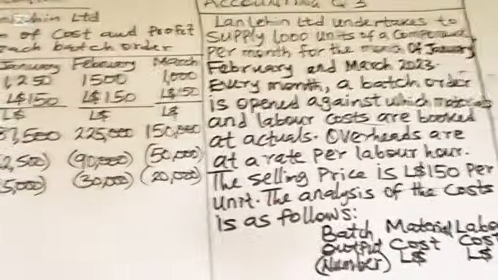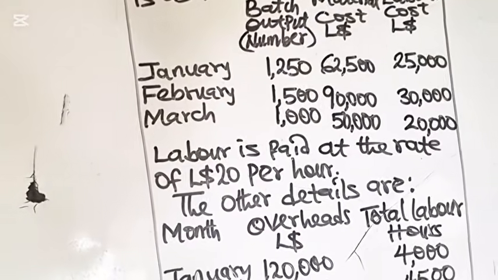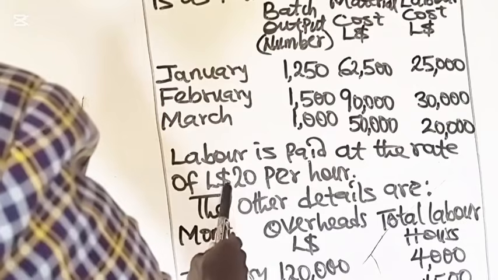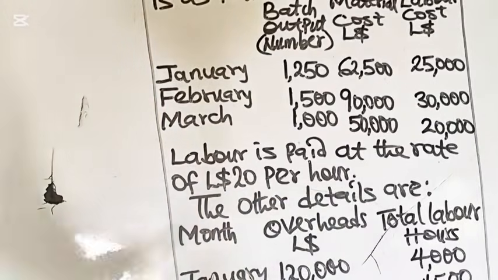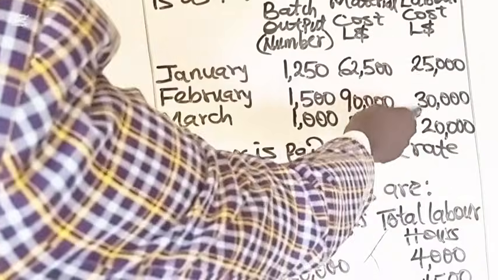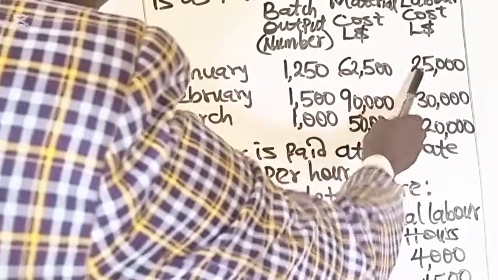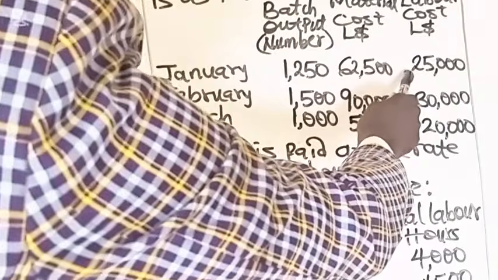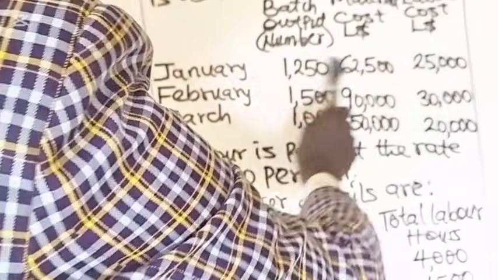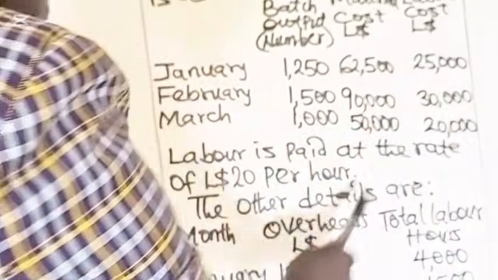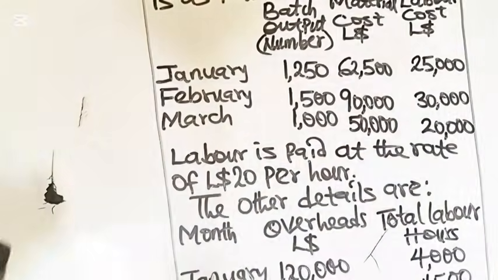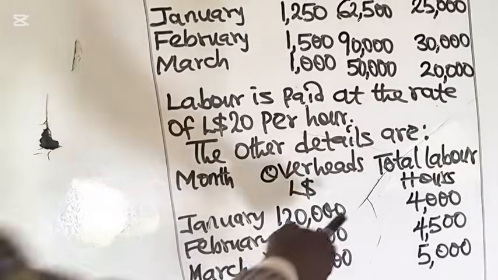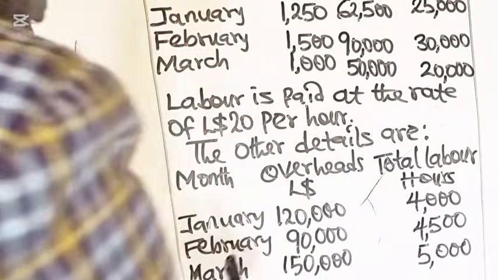So now, if you look at the question, you were told labor is paid at the rate of 20 Liberian dollar per hour. So that is to show that all these labor costs, the rate is 20 Liberian dollar per hour. How many labor hours were worked in the month of January, and the actual hours for February and March? You will need to determine that. But these hours were given for overheads. The essence is to calculate the overhead absorption rate.